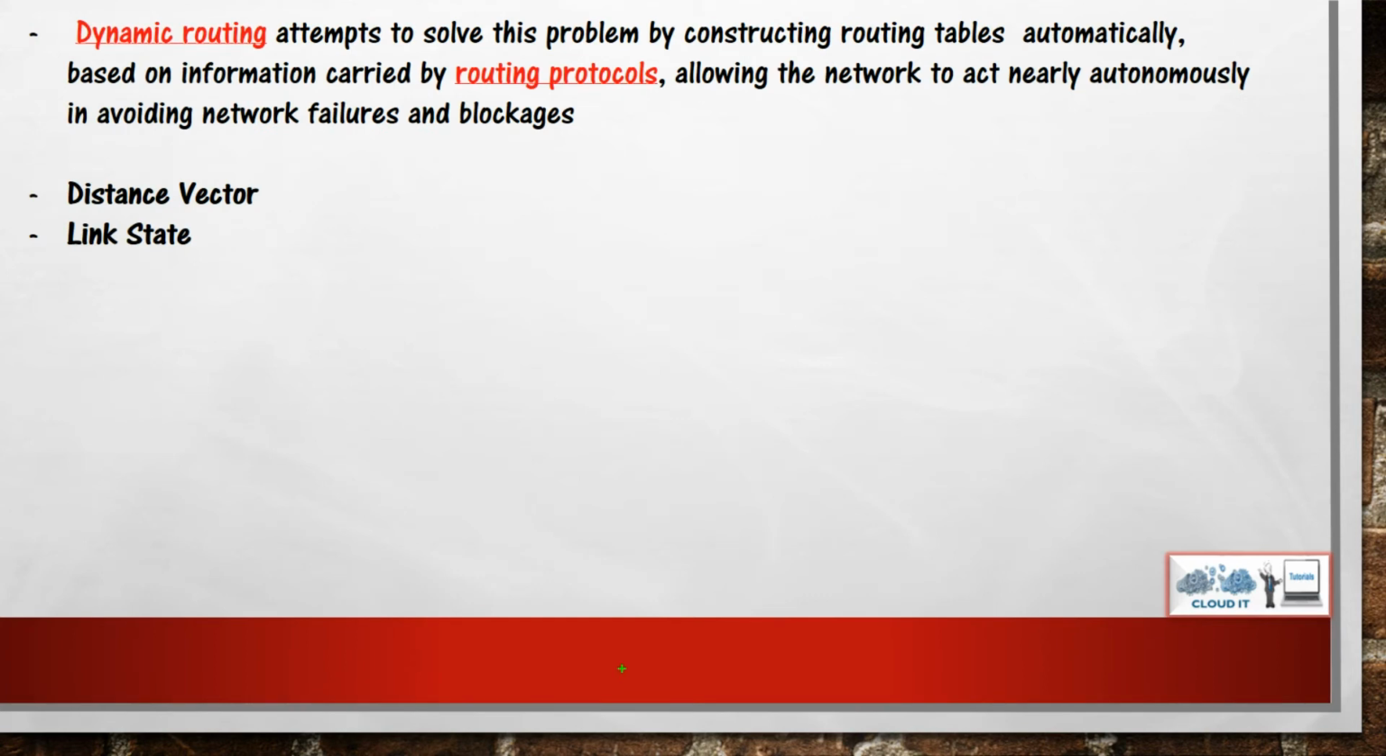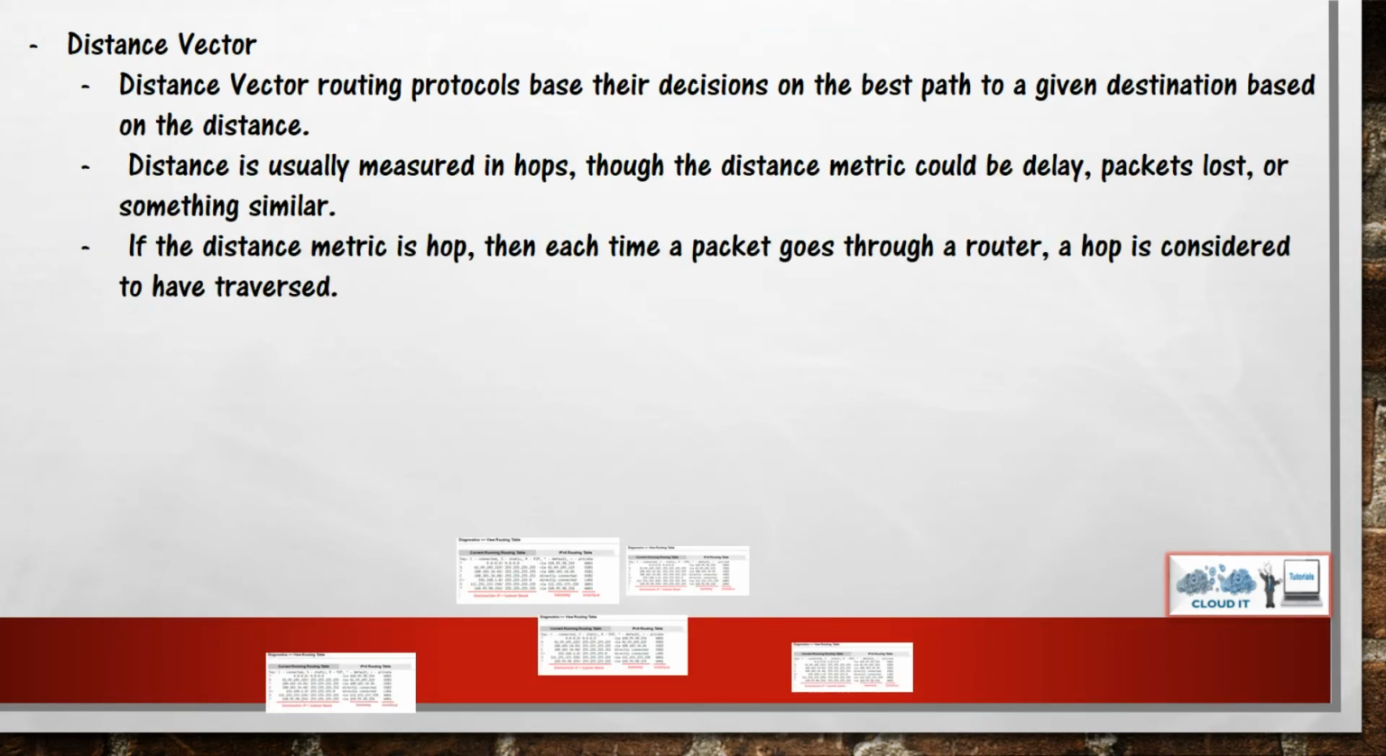Dynamic routing is also of two types, one is distance vector and another is link state. Generally, in distance vector routing protocols like RIP will come into action. RIP is a distance vector routing protocol. Distance vector routing protocols generally follow the Bellman-Ford algorithm.